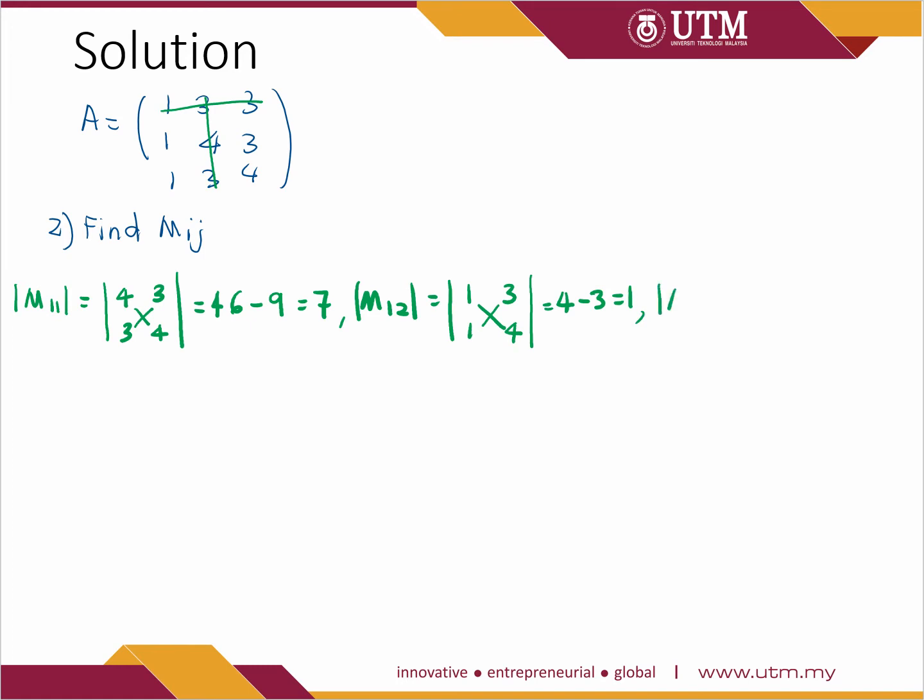And the last one is finding the determinant of M13. So this will be removing the first row, third column, and the matrix will be 1, 4, 1, 3. Then we find the determinant of this matrix. So here it is 1 times 3, which is 3, minus 4, which is equal to negative 1. Then we proceed with the next row, which is M21.